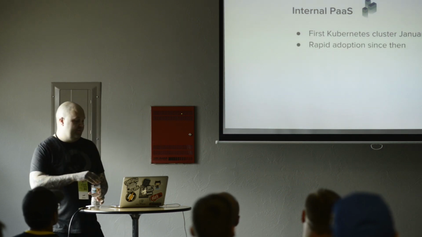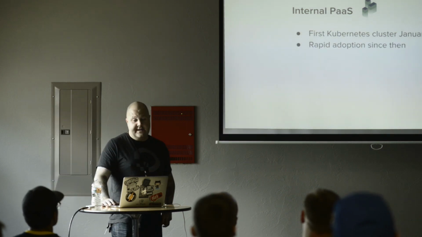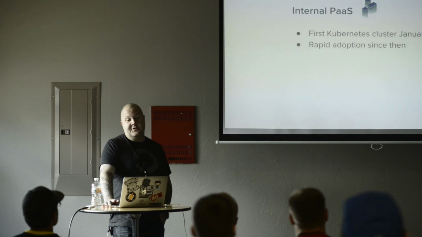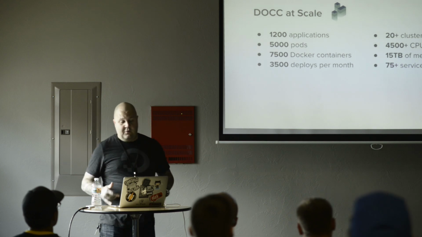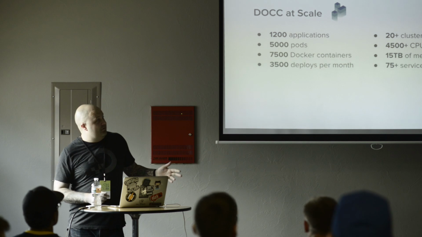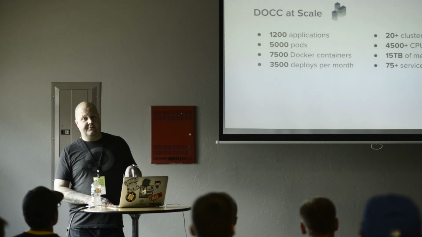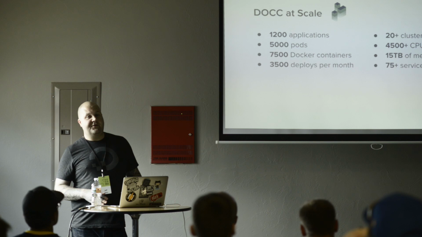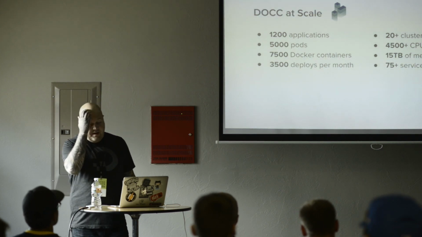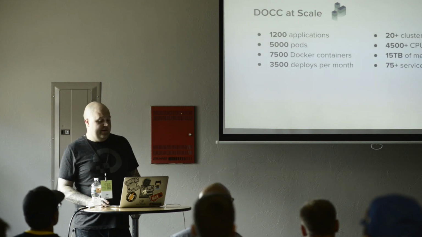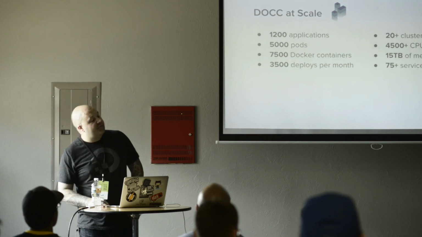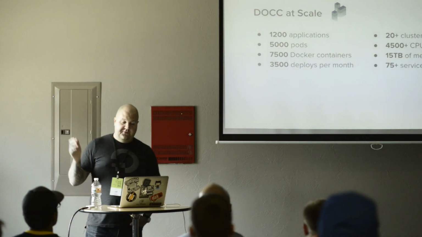So our first Kubernetes cluster was set up and running in January 2016, and DOCC has been a huge internal success since then. We run 1,200 applications on it across 20-plus clusters. We have three or four clusters in every single one of our data centers across the world. At this point, we have even more memory under management, probably 20 terabytes. And there are 75 different service owners constantly deploying all their services all the time.